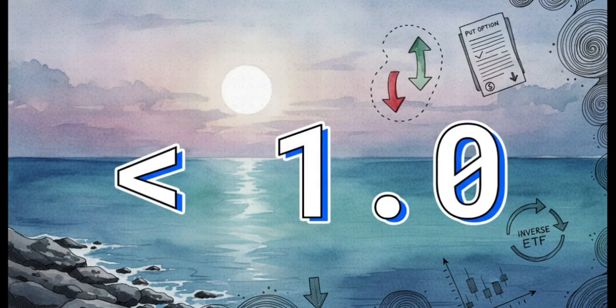On the flip side, a beta of less than 1.0 means the asset is less volatile than the broader market. And, while it's pretty rare for standard stocks, negative betas absolutely do exist. Assets with a negative beta, think put options, short positions, or certain inverse ETFs, they actually tend to go up when the market goes down. They move inversely to our ocean's tide.